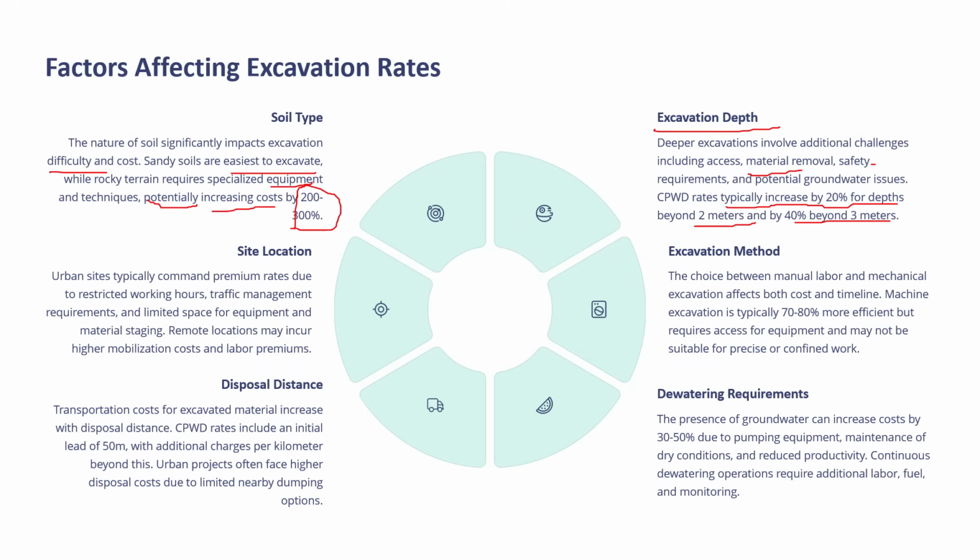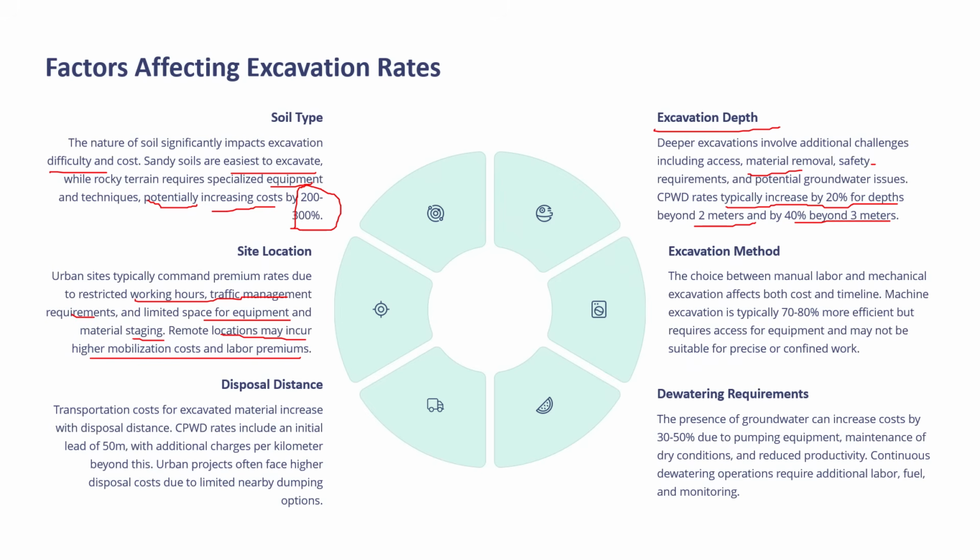And it also depends upon the site location. Urban sites typically command premium rates due to restricted working hours, traffic management requirements, and limited space for equipment and material staging. Remote locations may also incur higher mobilization costs and labor premiums.